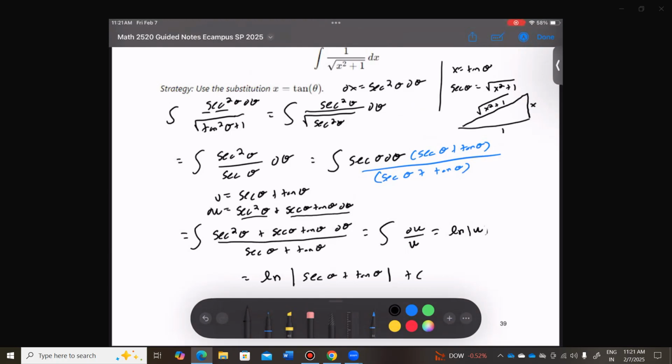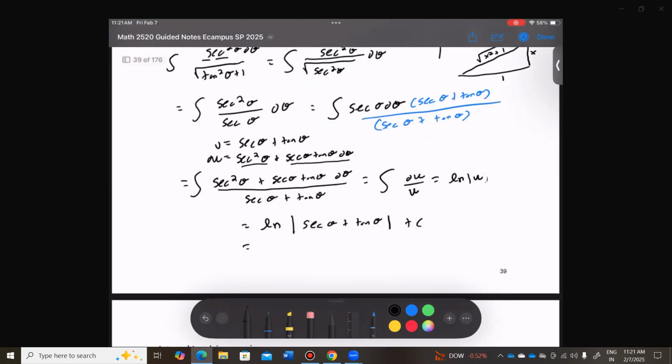So tangent is opposite over adjacent, so it's x over 1, which is x. And secant is r over adjacent. So we bring this back to x's. So the answer is the natural log of square root of x squared plus 1 plus x, plus c.